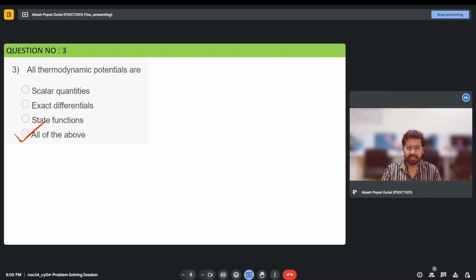And they are exact differentials. We discussed it. They are state functions. Because they are state functions, they are exact differentials. Both explain each other. Option number two and option number three both explain each other. If they are exact differentials, then they are state functions, and if they are state functions, then obviously they are exact differentials. So the first three options are correct, which means option number four, all of the above, should be correct.